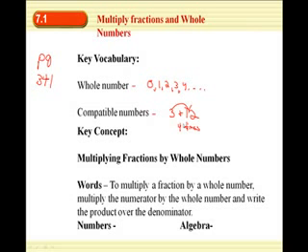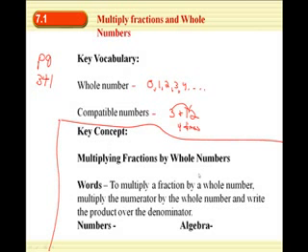So the key concept right here, you're writing this box for me: multiplying fractions by whole numbers. To multiply a fraction by a whole number, you multiply the numerator by the whole number and write the product over the denominator. Let me put an example down and read through that. So 2 times 3/7. This is the whole number, the 2. There's our fraction, 3/7.